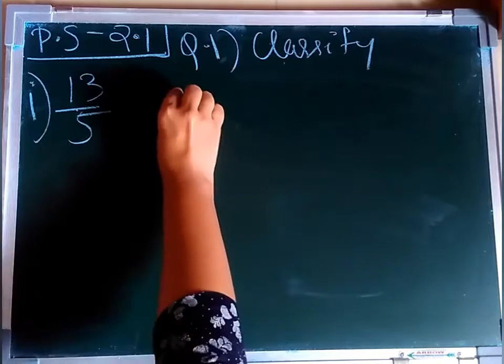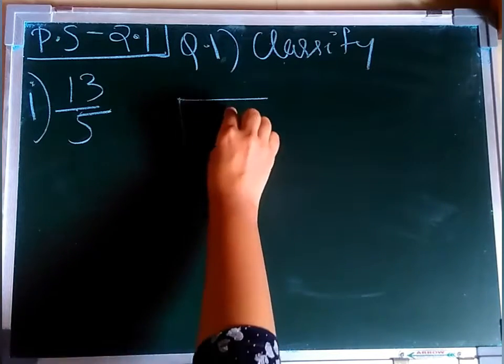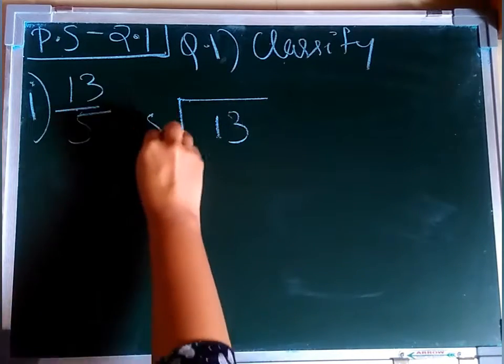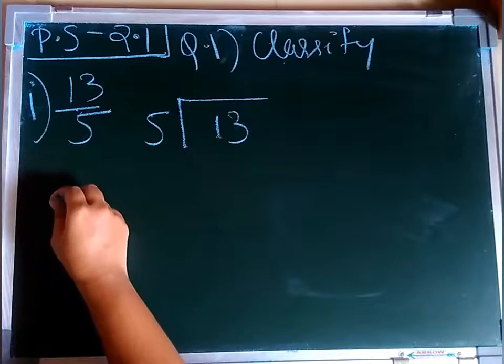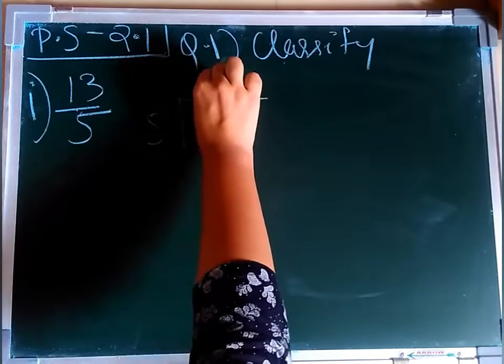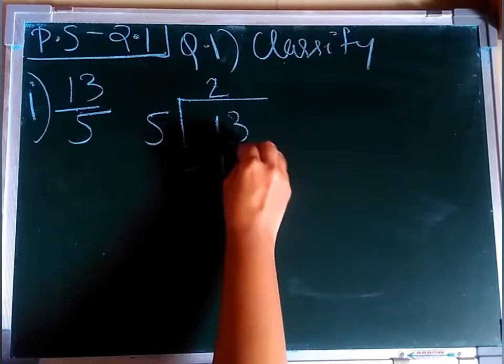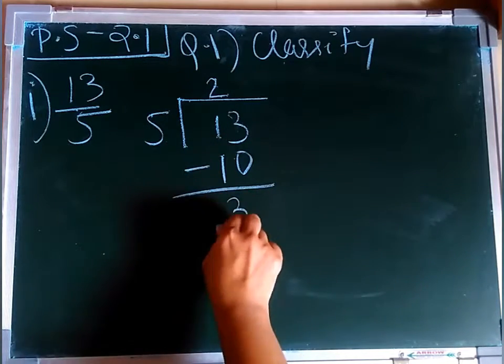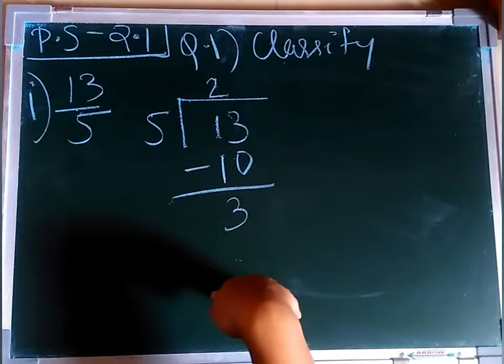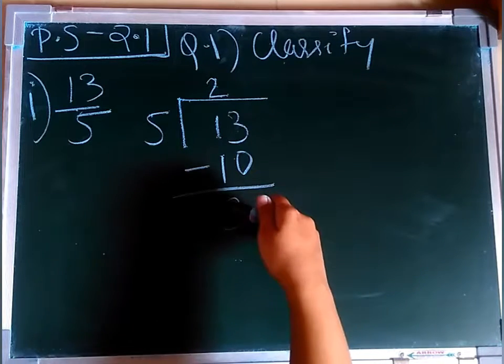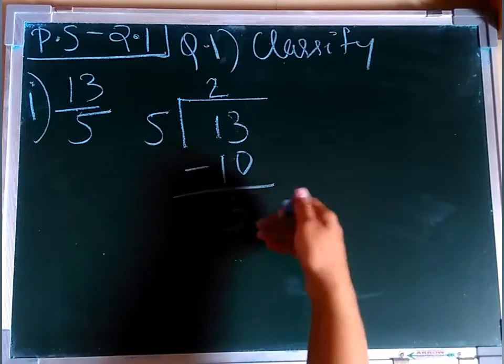This is a method you used to do in standard 7th itself, just dividing and finding the decimal form. So first, 5 twos are 10, and the remainder is 3. Now we have to continue until we reach 0 or until some numbers start repeating. That is our aim.